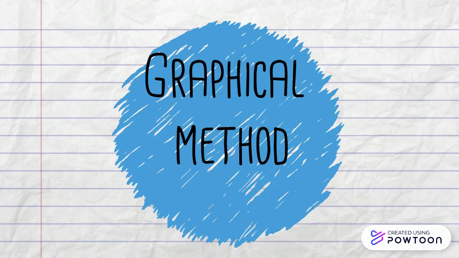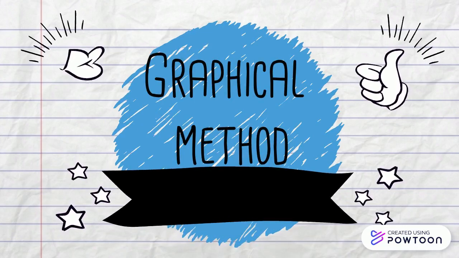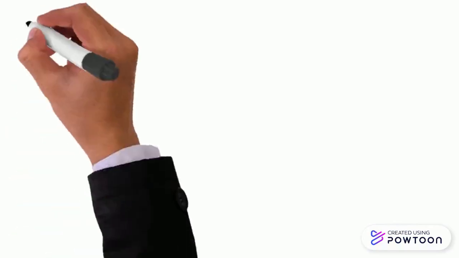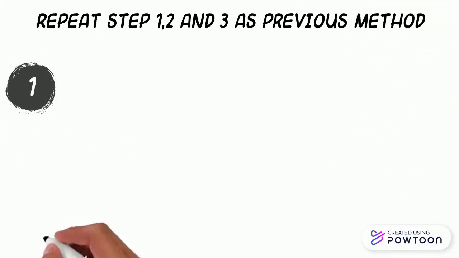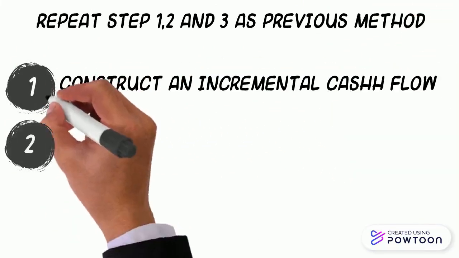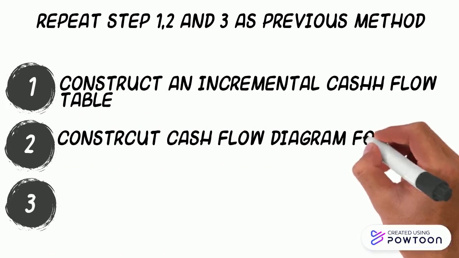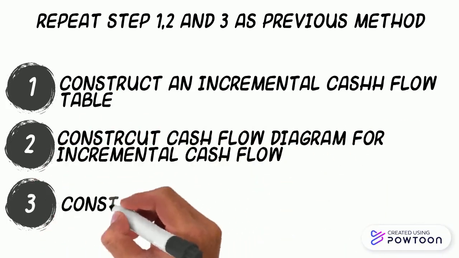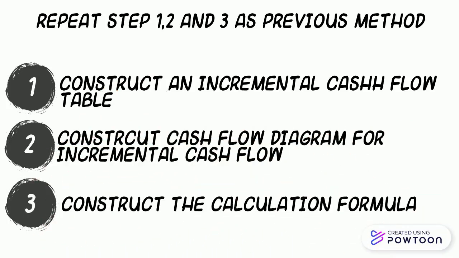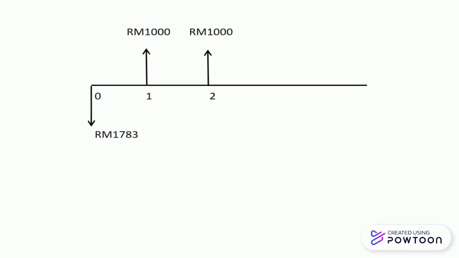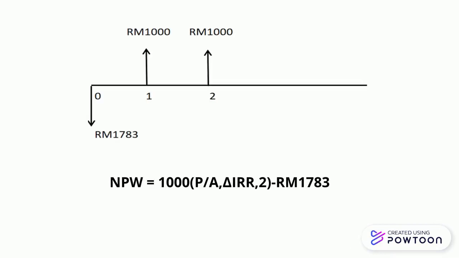The other method is by using graphical method. Steps 1 till 3 from the interpolation method is repeated, which are to construct the incremental cash flow table, construct the cash flow diagram, and to form the calculation formula. The equation used for net present worth is 1000 ringgit P over A delta IRR 2 minus 1783 ringgit.